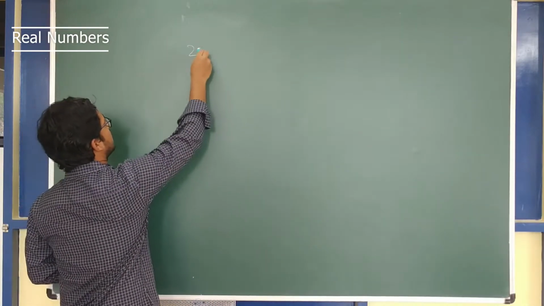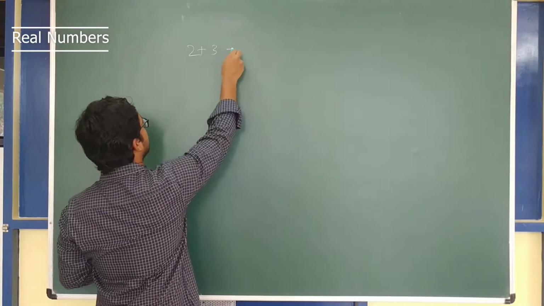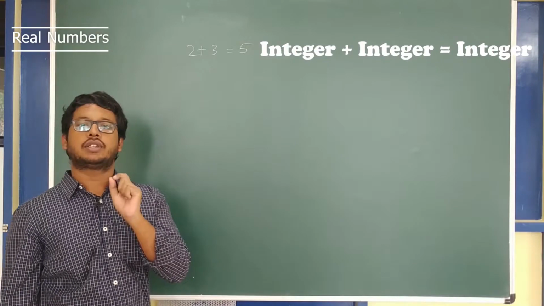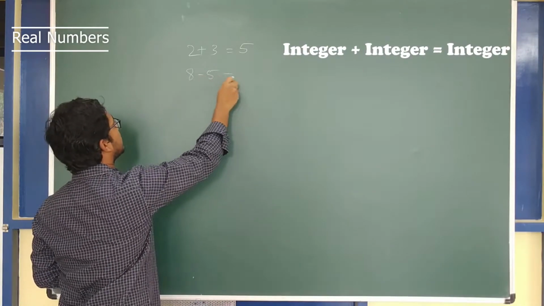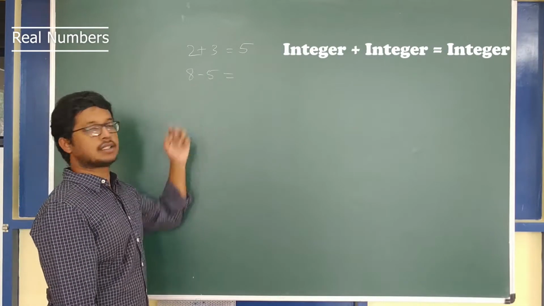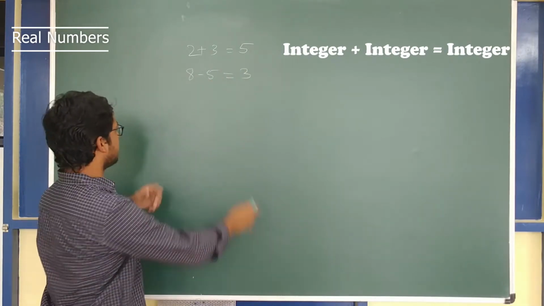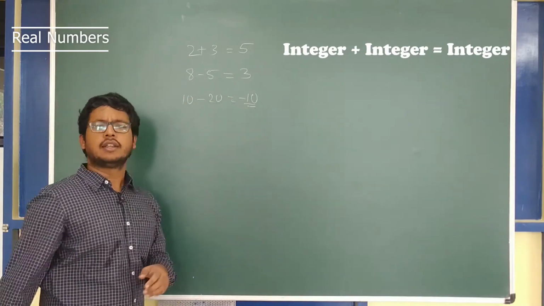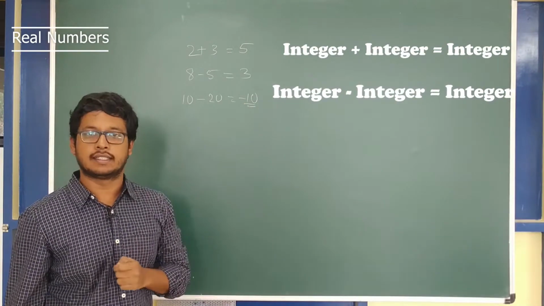If I add two integers, 2 plus 3, I will get another integer, 5. So addition of two integers will always lead to another integer. Alright. Let's take another example, 8 minus 5. When I subtract two integers, the resultant again will be another integer. You can take any example, 10 minus 20 is minus 10. Minus 10 is also an integer. So you subtract any integers, the resultant will always be an integer.